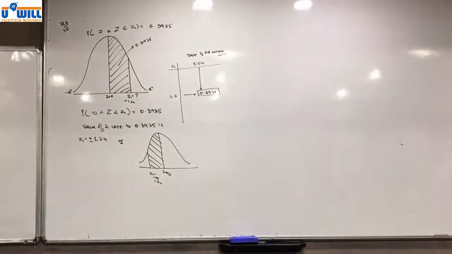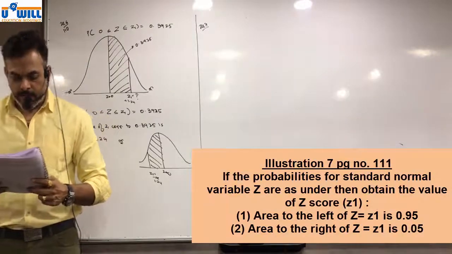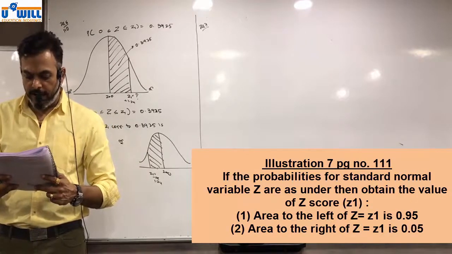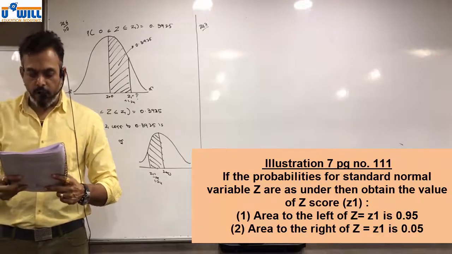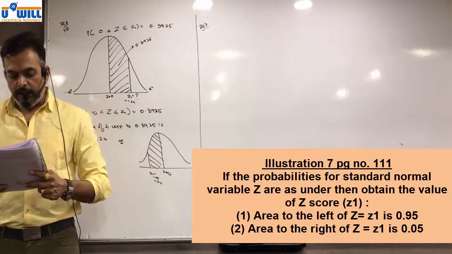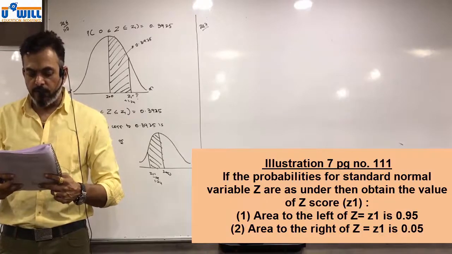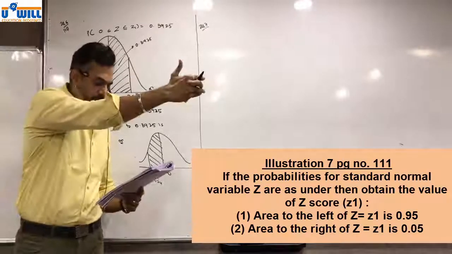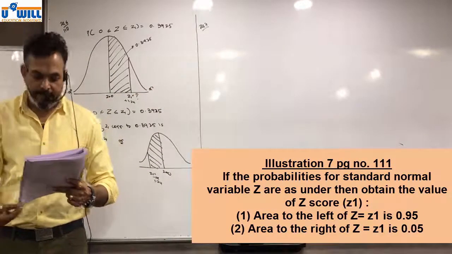Illustration number 7. If the probabilities for standard normal variable z are as under, then obtain the value of z score, small z1. Area to the left of z, which is equal to z1, is equal to 0.95, and area to the right of z is equal to z1 is 0.05.